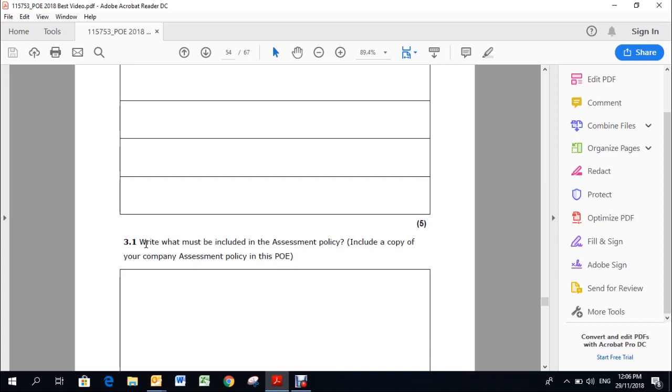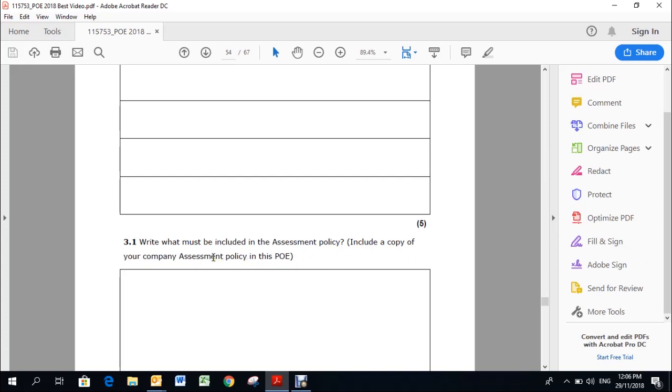Right. In each and every company or organization, there are policies that are used. One of the policies that is mainly used in training by a training company is the assessment policy. This is a policy that indicates how the assessments are going to be conducted from the beginning to the end.